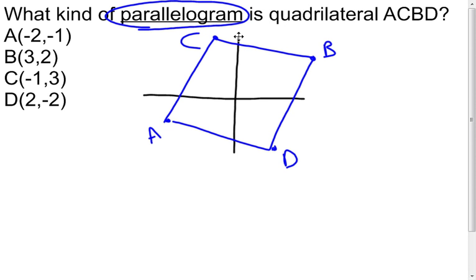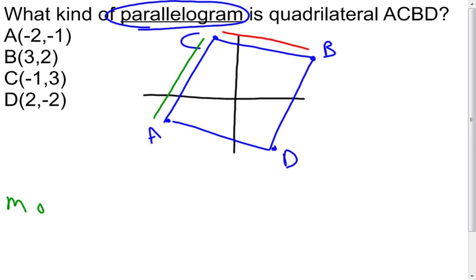So I have to go through and check it. I'm going to check to see if it's a rectangle first by looking at the slope of segment AC and the slope of segment BC. If those slopes are opposite reciprocals, I know I have a right angle at C, and being I already know it's a parallelogram, if one angle is right, I know they're all right. So in this case, I only have to check the slopes of two sides.